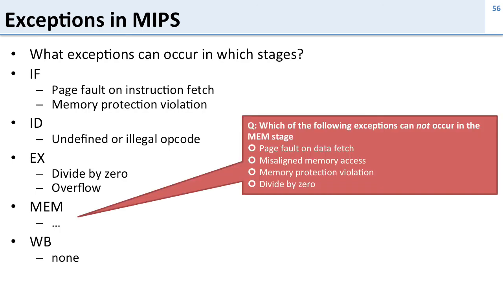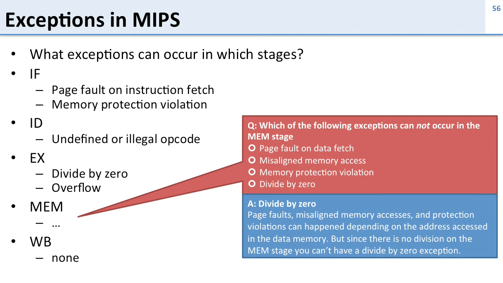So, for the memory stage, which of the following exceptions cannot occur? Well, divide by zero is the one. So we can have page faults and misaligned memory access and protection violations if we have an address which is in the wrong place in the data memory. But there's no division going on in the memory stage, so we can't have a divide by zero exception.